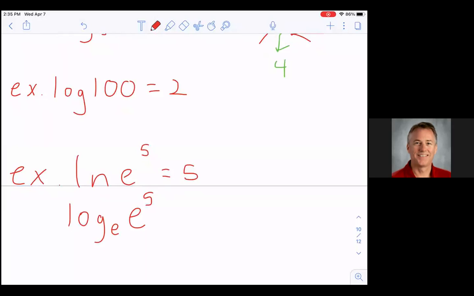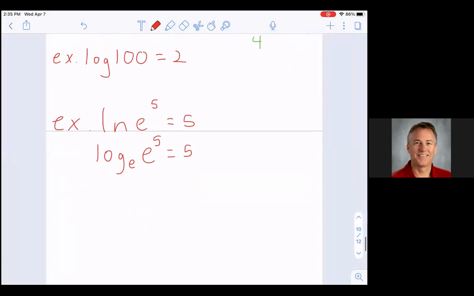Well, think about that in terms of logs, how I tried to explain it. What this is saying is e to what power is e to the 5th? Well, it's to the 5th power. Or another way to think of it is these two operations cancel each other out. Remember, logs and exponential functions cancel each other out. And so the answer is just equal to 5. So that one with the e is a little bit different.